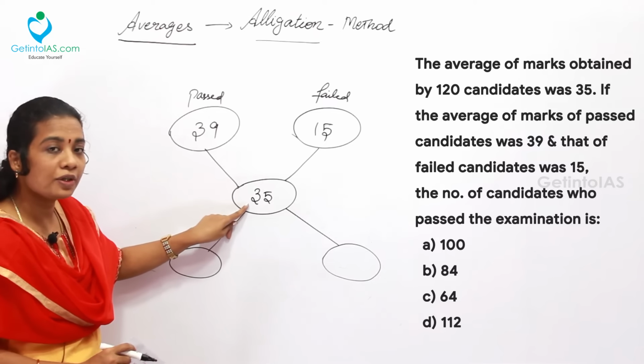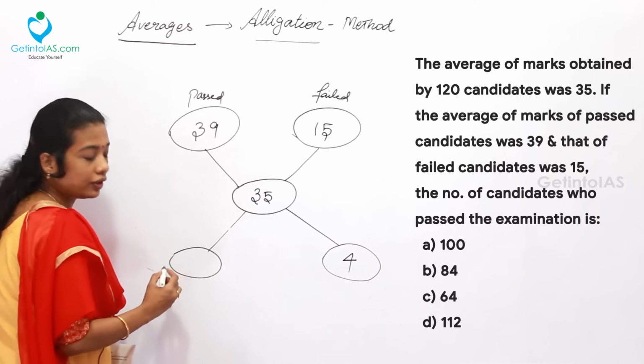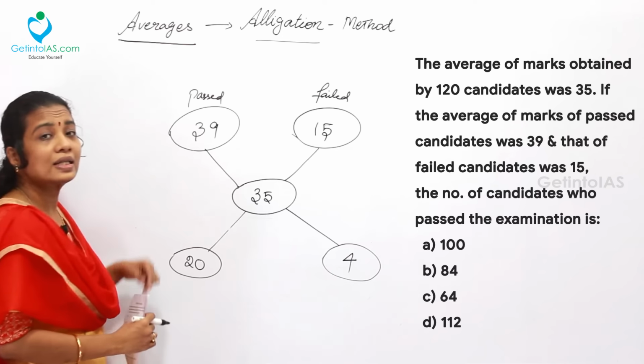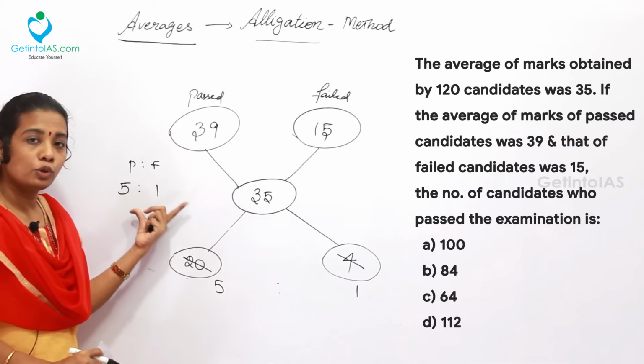So here take the difference between 39 and 35, which is simply 4. Here 15 and 35, the difference is simply 20. Always ignore the negative value. Even you are getting the difference between the top and middle, which is lower and higher. Here we can subtract from 35 to 15. That's all. So 20 and 4. Now passed is 20 and failed is 4. Finally, you can get the ratio. What is the ratio? 1, here 5. 5 ratio 1 is the ratio between passed and the failed. Up to this it's okay.